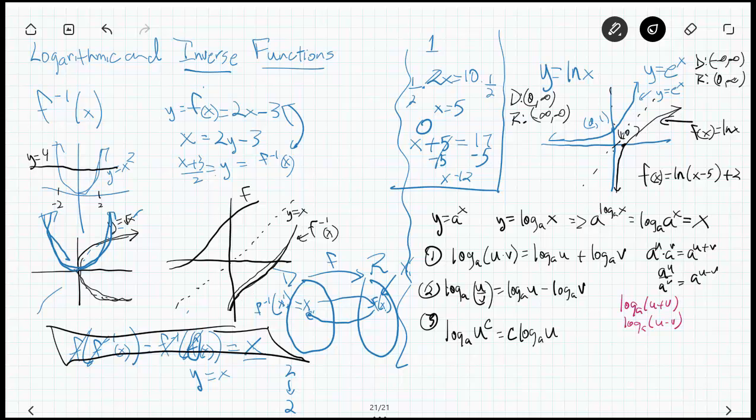So if I do that, I just end up with c log base a of u. Okay? Now, last but not least is the change of base formula, which is my favorite. I know that log base a of u can be written as the common log, log base 10, of u divided by log of a, or log base 2 of u divided by log base 2 of a, or the natural log of u divided by the natural log of a. And this can be written in general form as log base b of u divided by log base b of a.